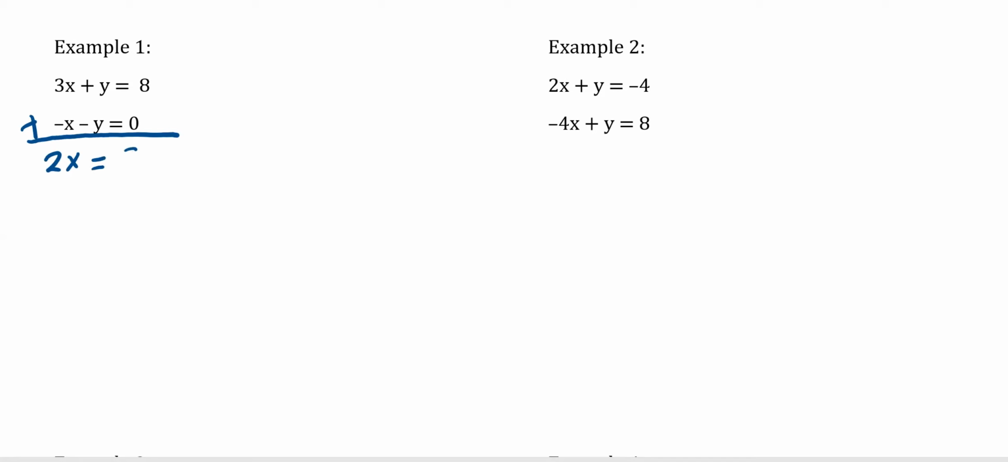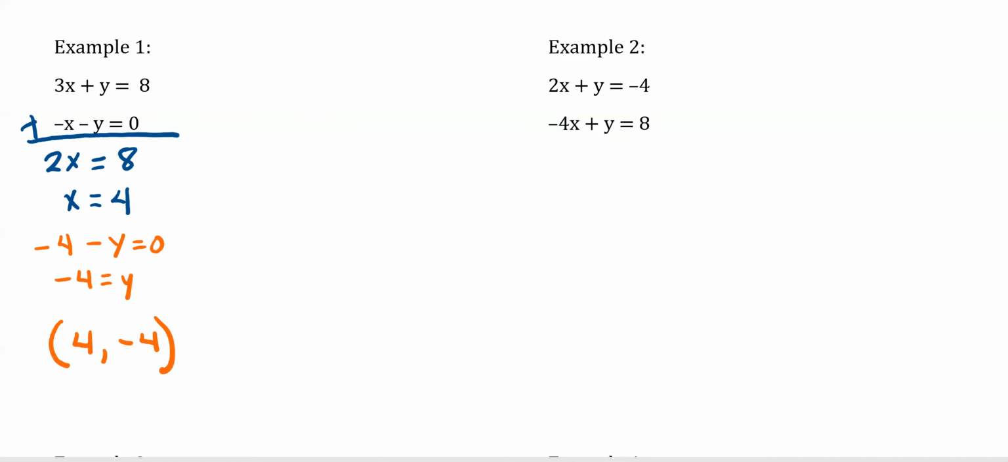2x is equal to 8. Divide both sides by 2. X is equal to 4. Now we'll substitute x into one of the original equations to solve for y. Doesn't matter which one you use. I'm going to use the second equation. So I have -4 minus y is equal to 0. Going to add y to both sides. So y is equal to -4. And then we'll write our answer as an ordered pair.